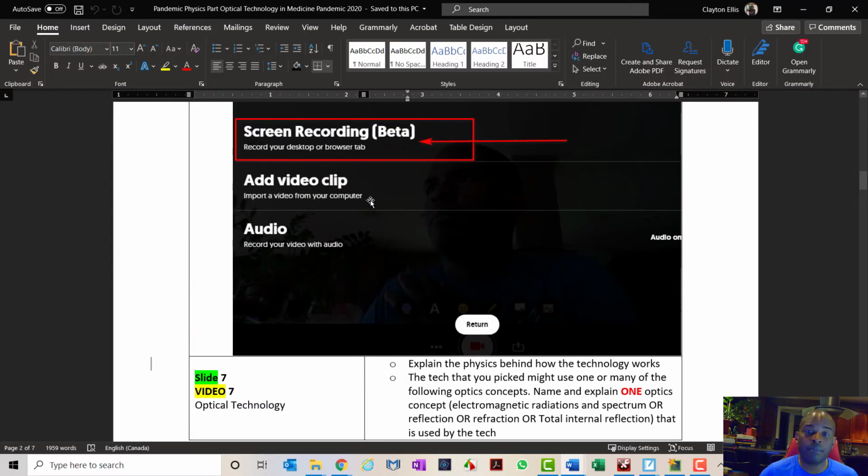But in Flipgrid, there's also the option of this thing here called screen recording beta. So you can record everything on your screen. You can have your slide all set up and you can record, and then you can start talking to your microphone and off it goes. It'll record everything that's on your screen. So that screen recording beta is an excellent way to do a voiceover or a video.